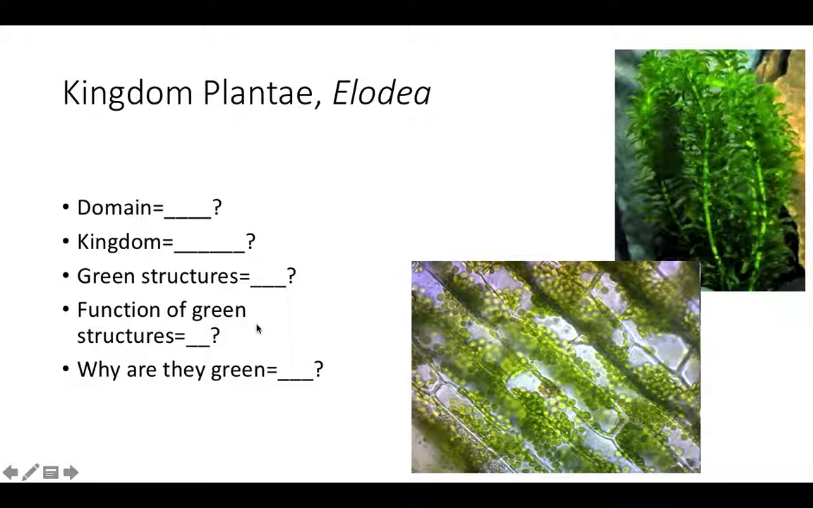What's the function of the green structures? And why are they green? So just really quickly, the answers, you guys. Elodea belongs to domain Eukarya, kingdom Plantae. The green structures are chloroplasts. The function of the chloroplast is oxygenic photosynthesis. The reason they're green is from that really cool photosynthetic pigment, chlorophyll A. And furthermore, you guys remember, eukaryotic chloroplasts evolved from primitive endosymbiotic cyanobacteria according to the endosymbiotic theory.